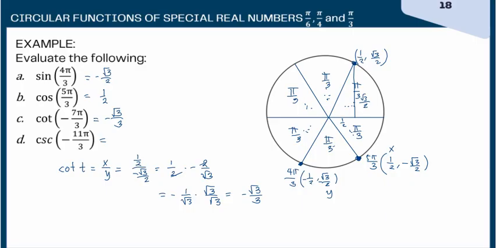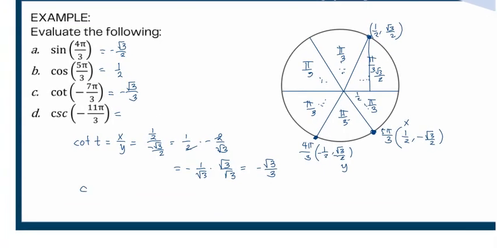But we are doing cosecant. And remember, for cosecant, that is in terms of our y value. So it is 1 over y, 1 divided by the y value, which is square root of 3 over 2. So that is 1 times 2 over square root of 3, which would give you 2 over square root of 3, times square root of 3 over square root of 3, which is 2 square root of 3 over 3. So that's why the value here is 2 square root of 3 over 3.